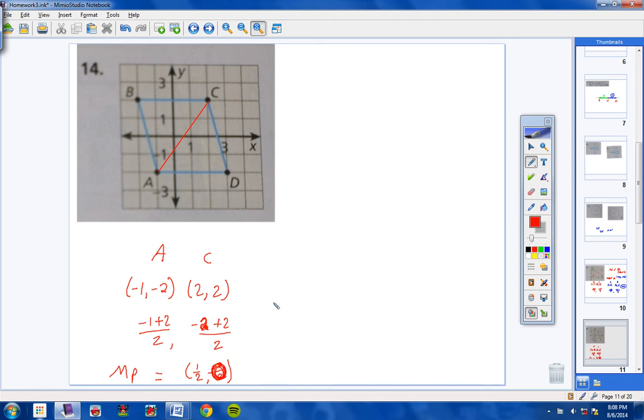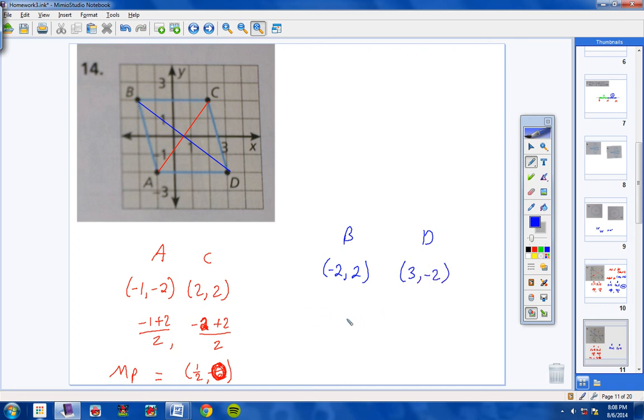And now let's take a look at BD, and we'll change the color here real quick. We'll go with blue. So now we're looking at segment BD. It looks like point B would be -2, 2, so -2, comma 2, and point D would be over 3 and down 2, so 3, comma -2. Now let's go ahead and find the midpoint.